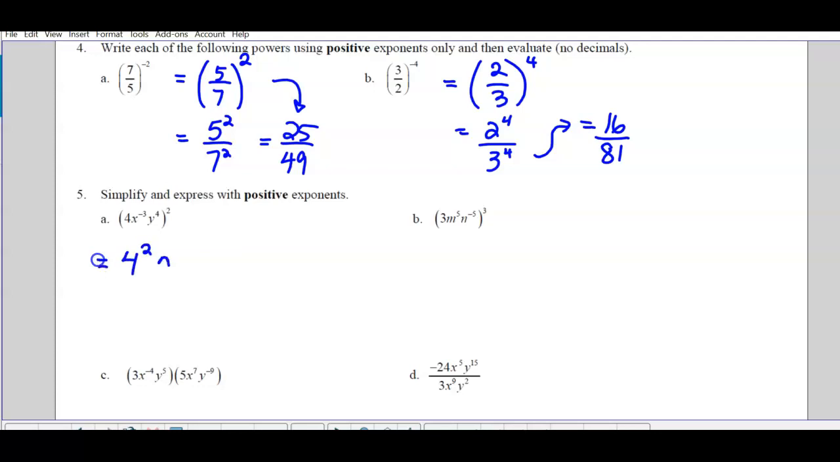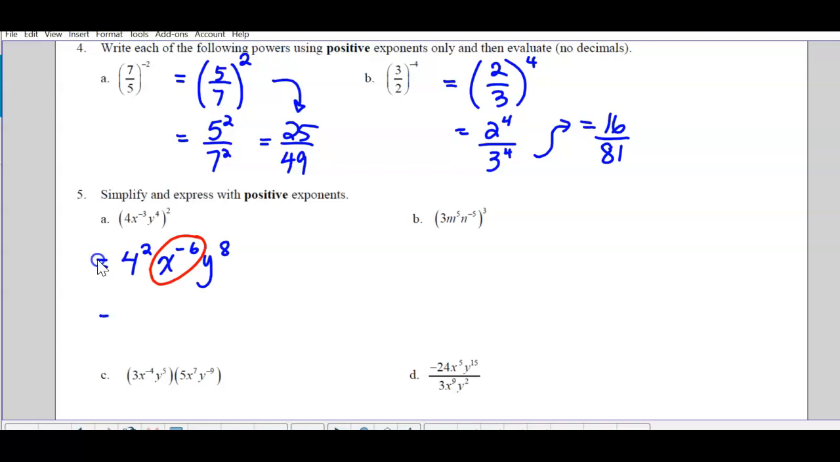So 4 squared, x to the negative 6, y to the 8. So you square the number, and you square every variable in there. If it's raised to an exponent already, then you multiply the exponents by 2. Now, I suggest circling anything that has a negative exponent. Because sometimes students think, oh, I'm just going to move everything down to the denominator. But you can't. This is the only one with a negative exponent.